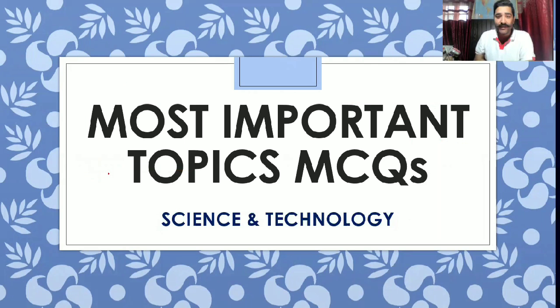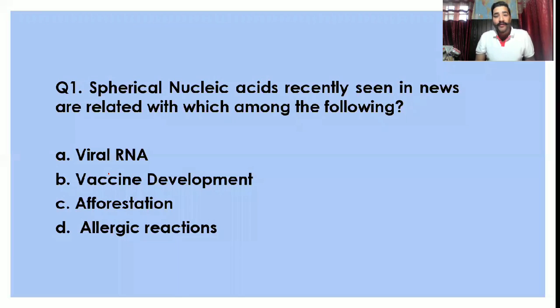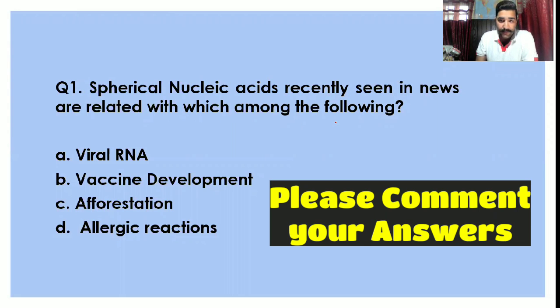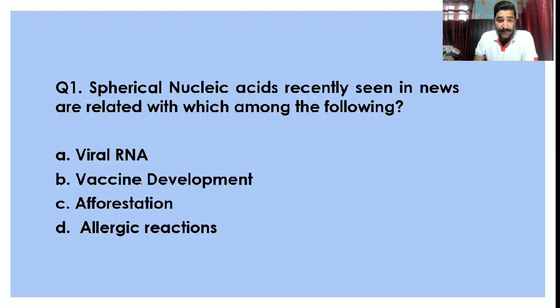Let's solve the questions. I'll display them and you can even pause and solve them. Then we'll explain the answers. Please comment your scores. So first question, spherical nucleic acids recently seen in news are related with which among the following? Viral RNA, vaccine development, afforestation or allergic reactions. So if you want to pause it, then pause it or think about your answer and write it down somewhere.